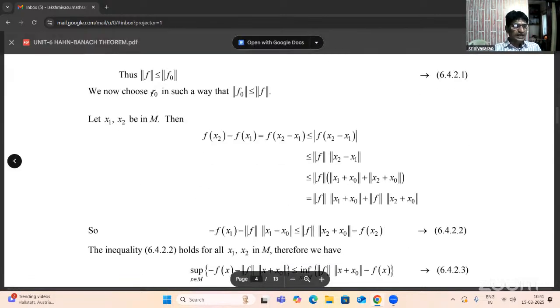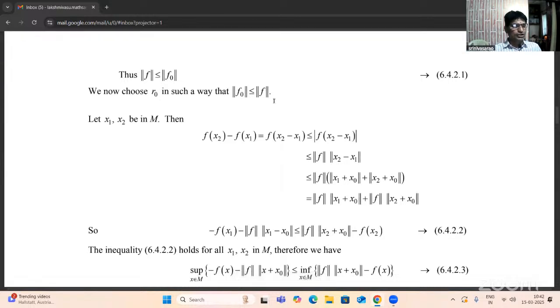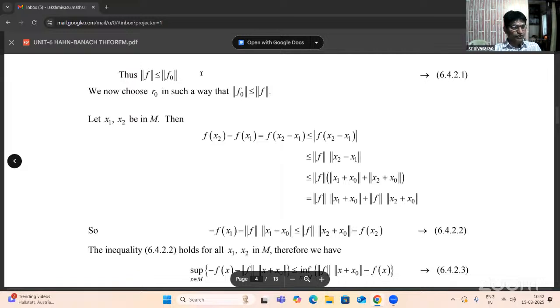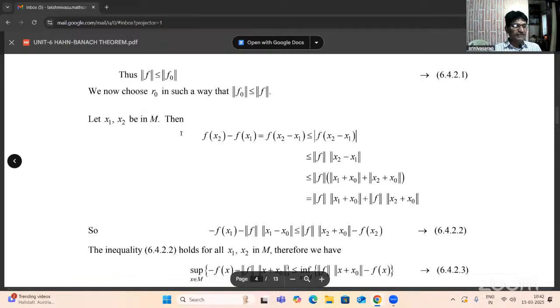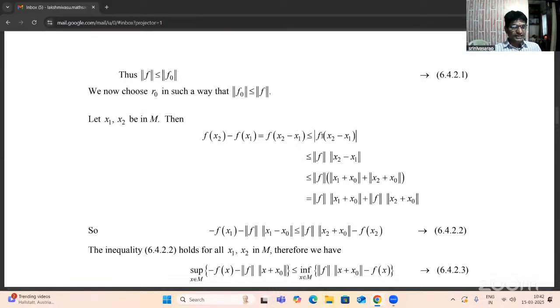Now we choose another real constant, the assumption of the number r naught, norm f naught less than or equal to norm f. So that is a less than or equal to b and b less than or equal to a. According to this, our assumption is x1 and x2, both elements belong to capital M. So f of x2 minus f of x1 equals f of x2 minus x1. It cannot exceed the absolute value of f of x2 minus x1. So this value is less than or equal to norm f and norm x2 minus x1 here.